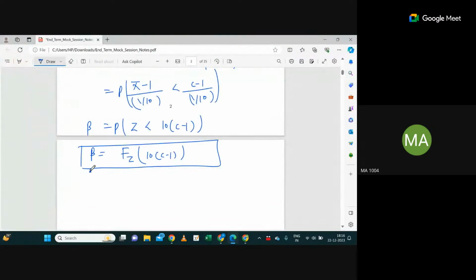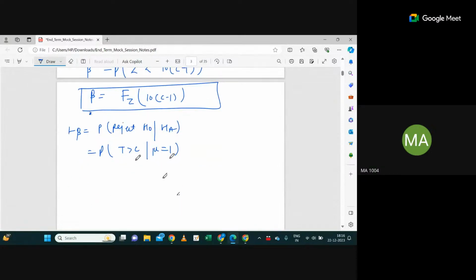What if I ask for 1 minus beta, I mean the power of the test? Then it is rejecting H0 when HA is true. That means T greater than C, given mu equal to 1. So this is nothing but 1 minus Fz of 10 times C minus 1. Are you able to interpret this? Fine.